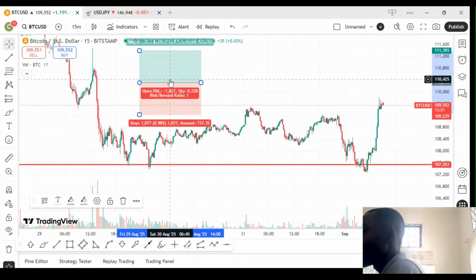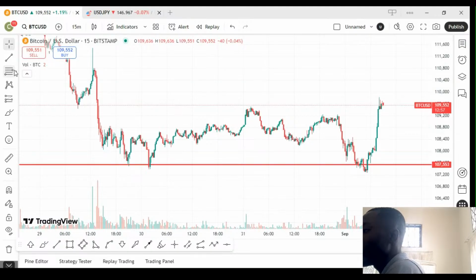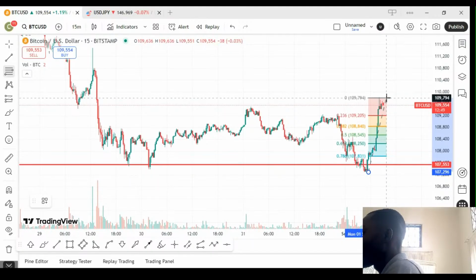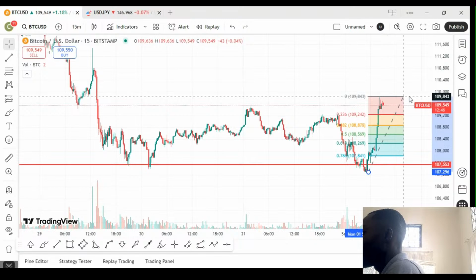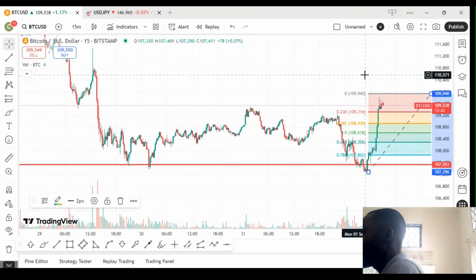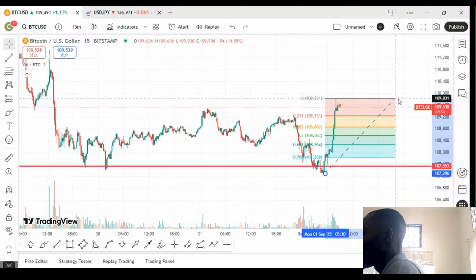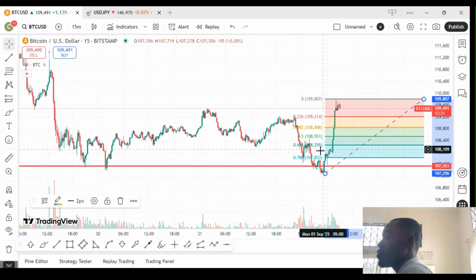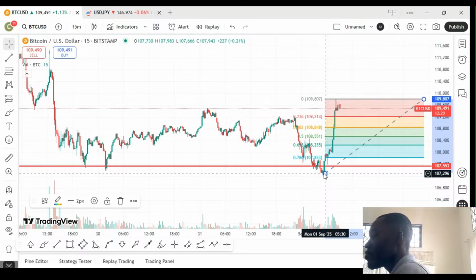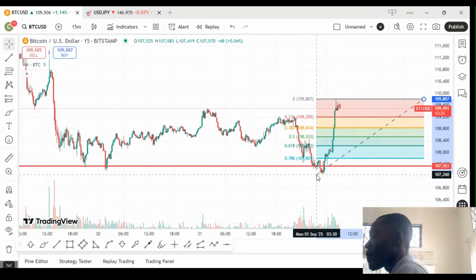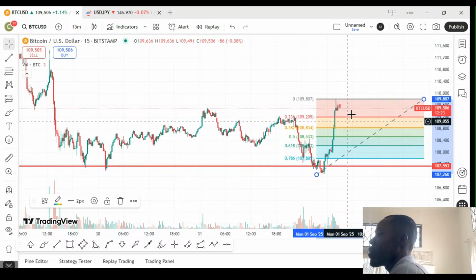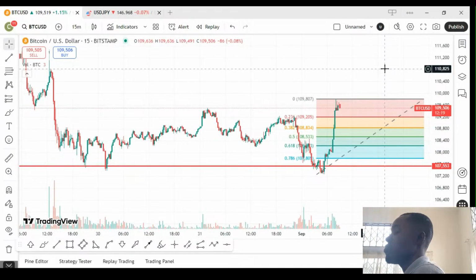You can use the Fibonacci, so that is the Fibonacci. Then you draw your Fibonacci, this is it. And we all know how to draw the Fibonacci already. So this is your Fibonacci tool. Good. Now, where are you going to enter the market?